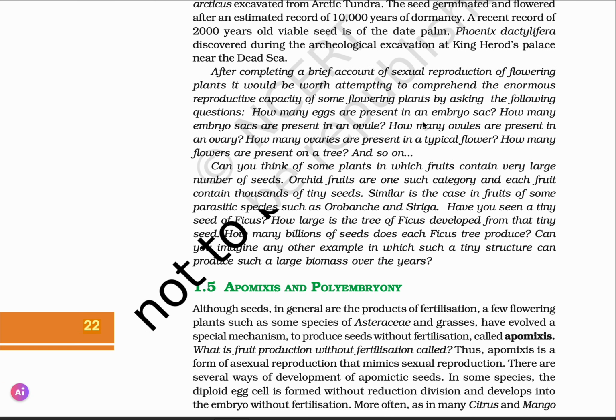After completing a brief account of sexual reproduction of flowering plants, it would be worth attempting to comprehend the enormous reproductive capacity of some flowering plants by asking the following questions. How many eggs are present in an embryo sac? How many embryo sacs are present in an ovule? And how many ovules are present in an ovary? This depends accordingly.